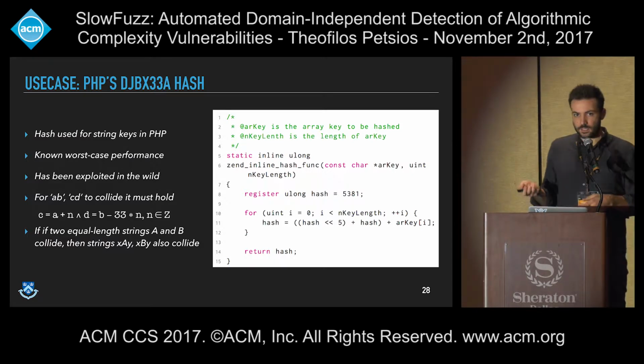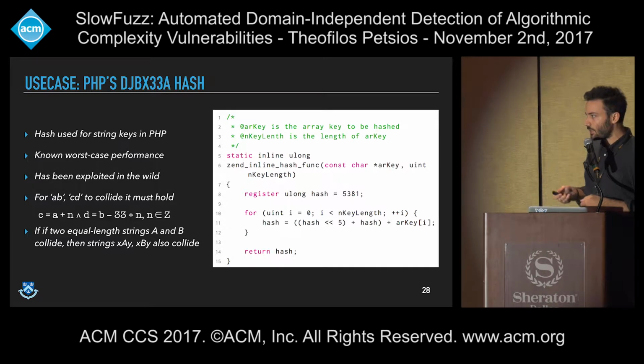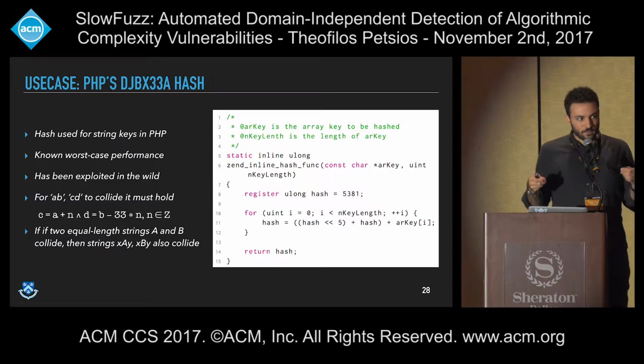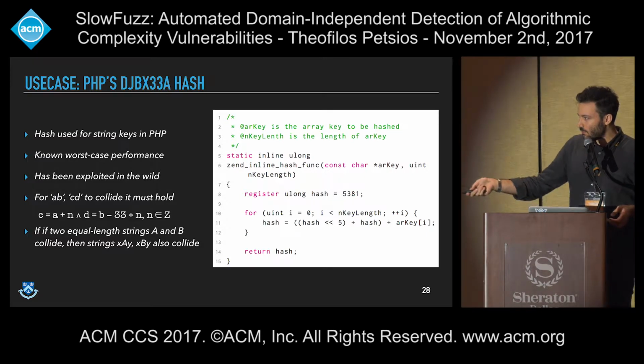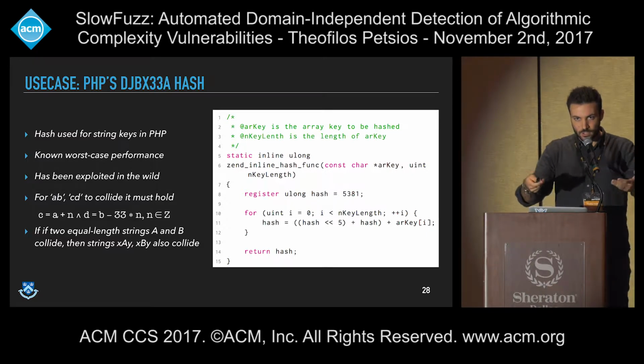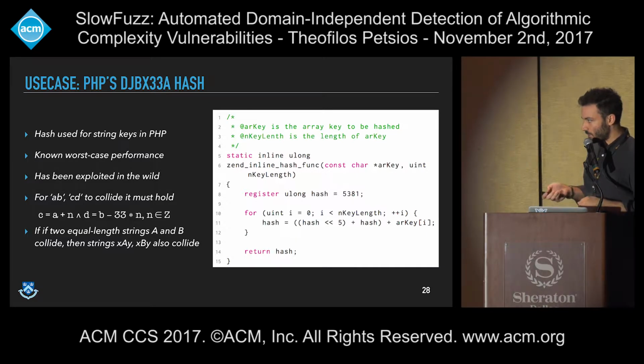PHP utilizes the DJ Bernstein hash for its string hash when you have string keys for your array, and this is known to suffer from collisions. So we know that, for instance, if you have two strings that consist of characters A, B, and C, D respectively, if you have a certain condition between the characters, then you will have a collision in your hash table. That basically means that the performance of your hash table will degrade to a linked list. So you won't be inserting into your hash table effectively. So basically, this is a well-known case of worst-case performance.